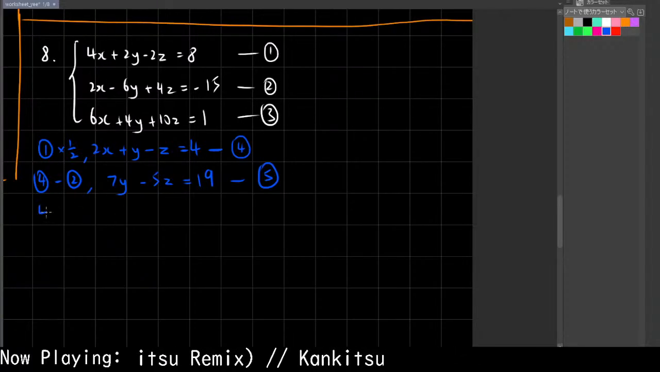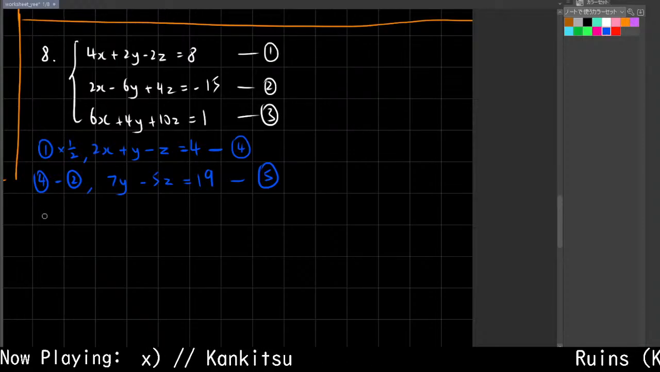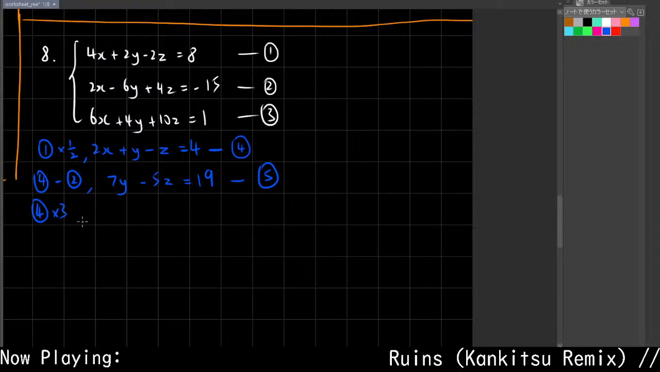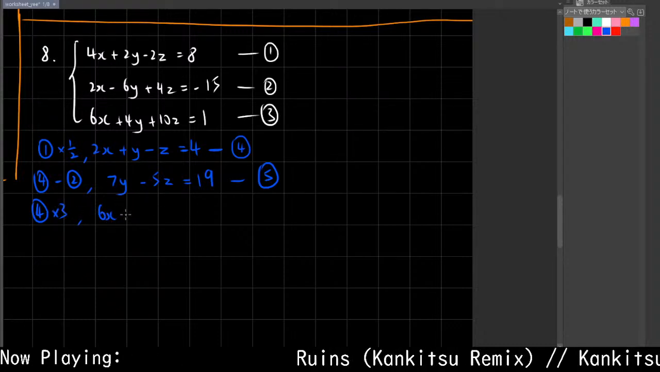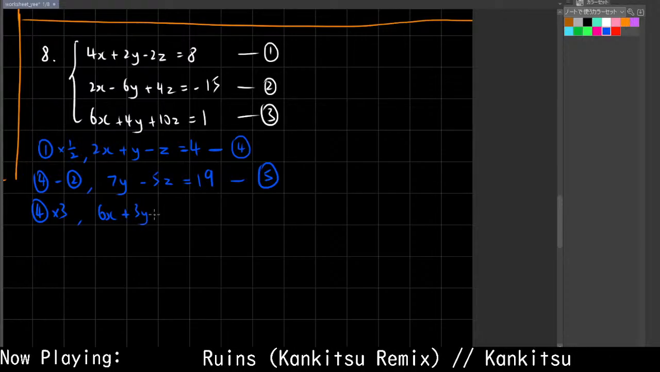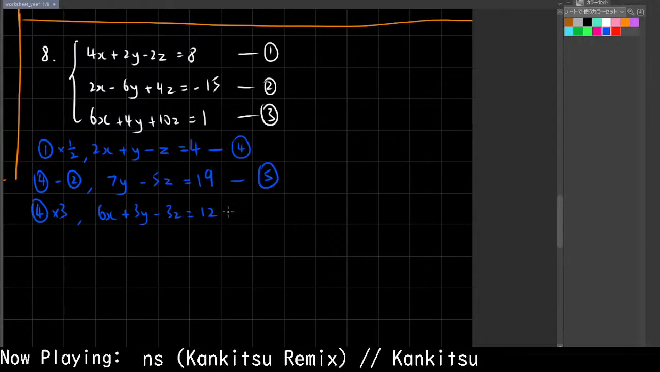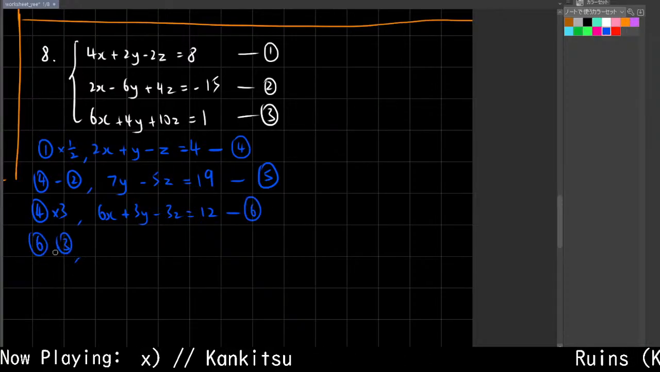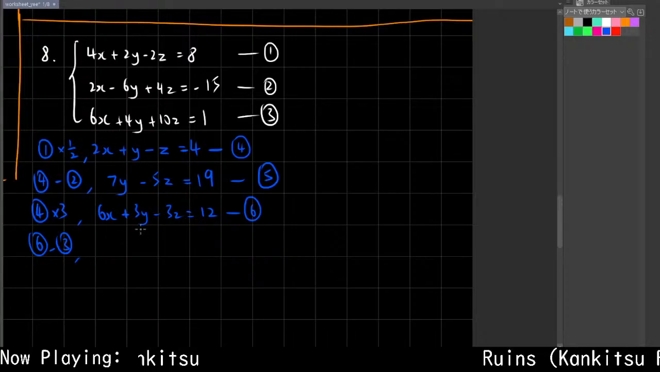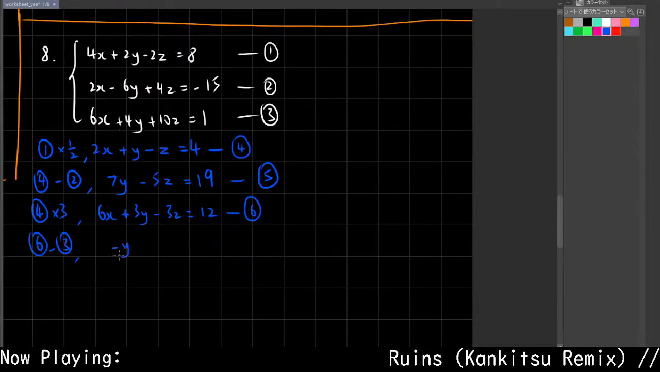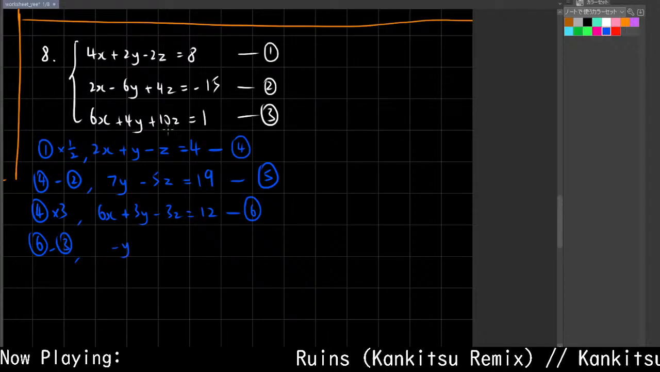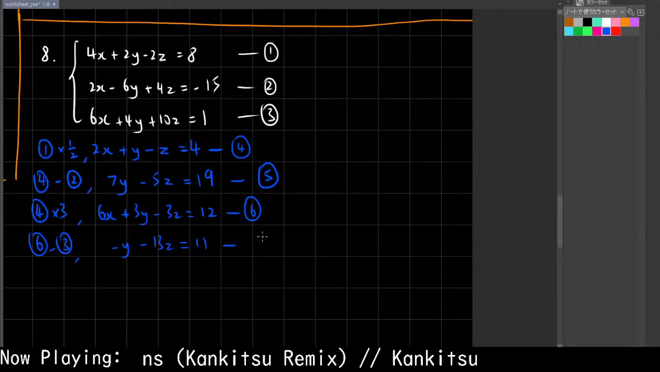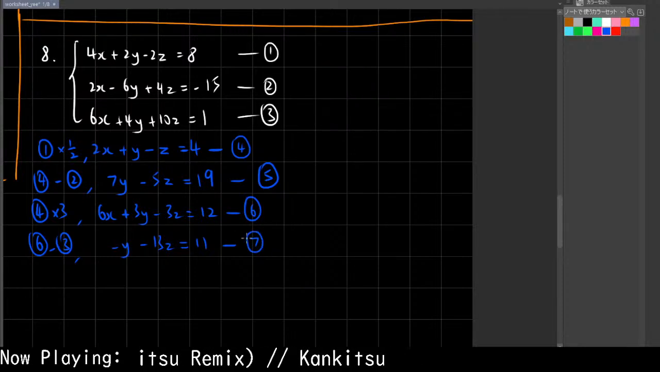Then to form another equation in terms of y and z, I will take my equation 4 to get rid of x from my equation 3 as well. So my equation 4 I multiply by 3 first. Then I will get 6x plus 3y minus 3z equals to 12. This is my equation 6. Then I take my equation 6 minus my equation 3. So I will get 6 minus 6 is gone. 3 minus 4 I get negative y. And then minus 3 minus 10 I get minus 13 equals to 12 minus 1, 11. There is nothing else you can do. This is my equation 7.